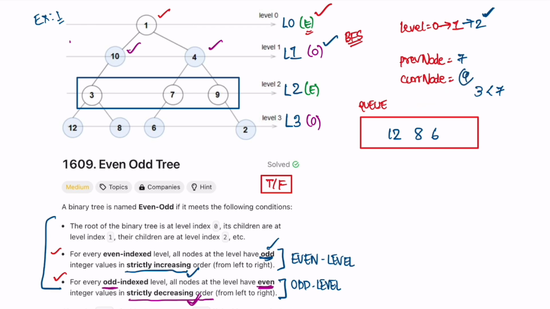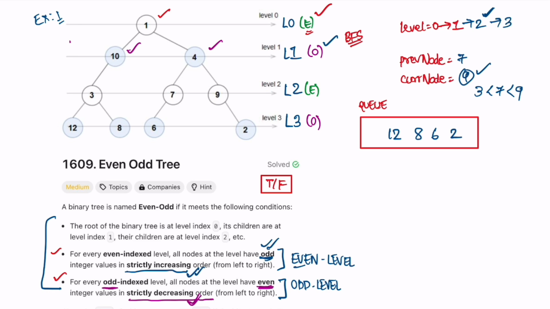Check if this is odd. Yes, this is odd. Check if it is in strictly increasing order. Yes, the order is being maintained. So both the conditions are satisfied for even level. And now before going to the next element, check if 9 has a left child. No. So don't add it. Check if 9 has a right child. Yes, so add it. And before going to the next iteration, we increment the level and we reset back previous to null.